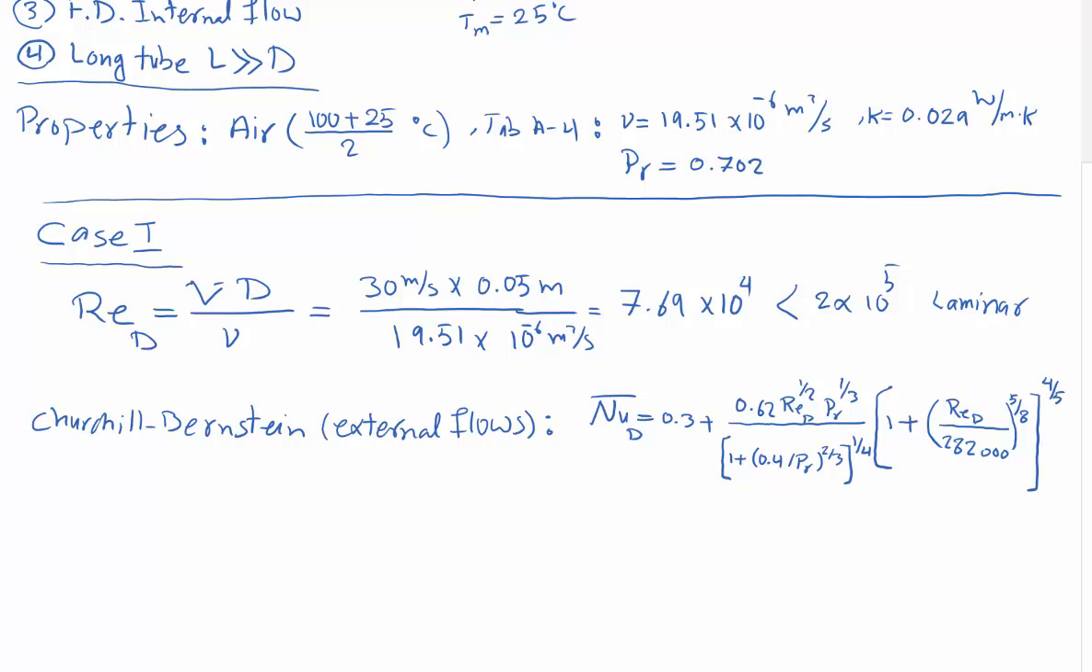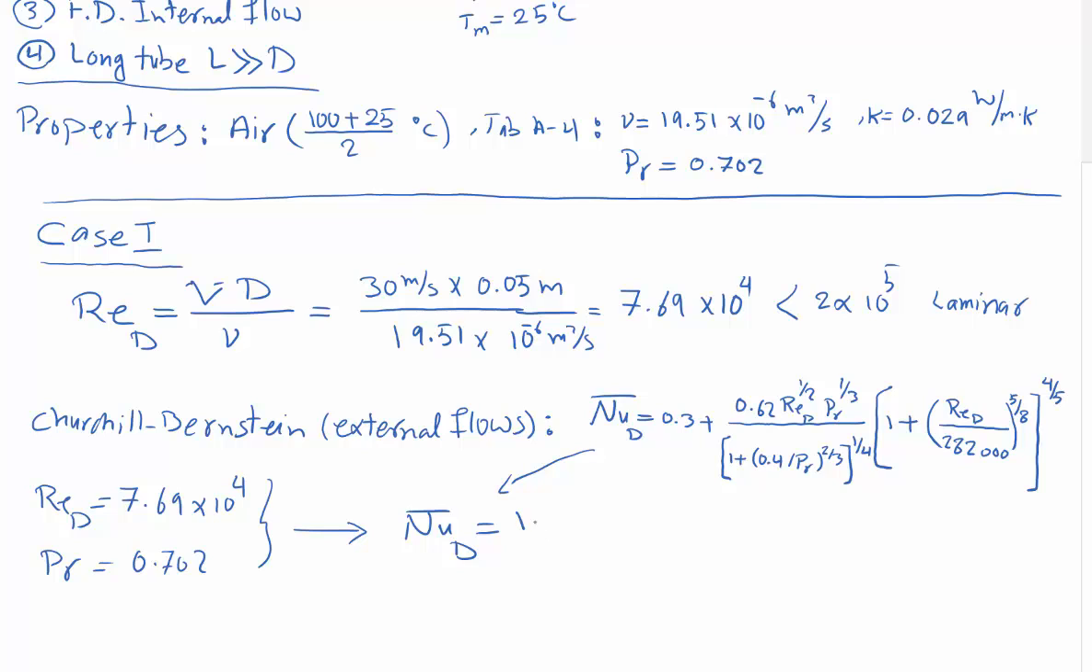If you plug in the numbers, we have Reynolds number equals 7.69 times 10 to the 4. We have Prandtl number that equals 0.702. Using this along with the definition of Churchill-Bernstein, the average Nusselt number for this situation will be 180.